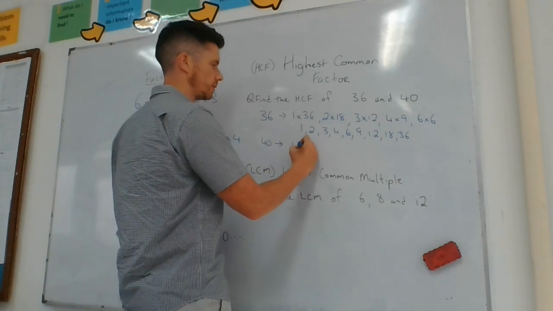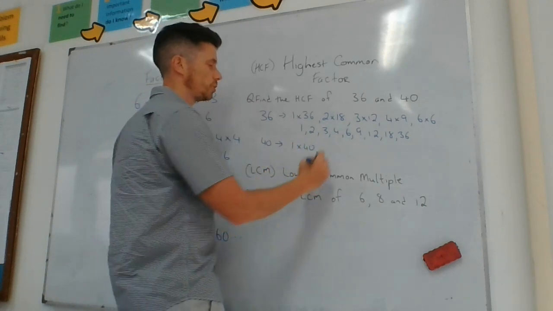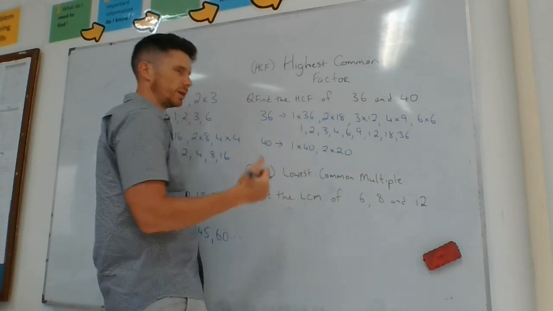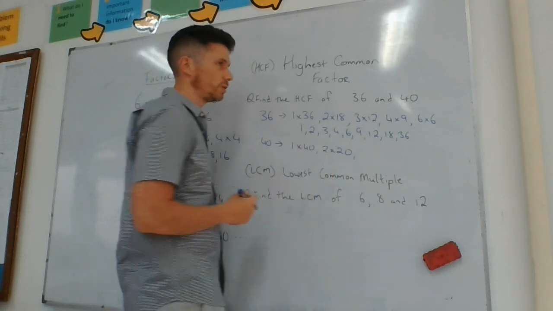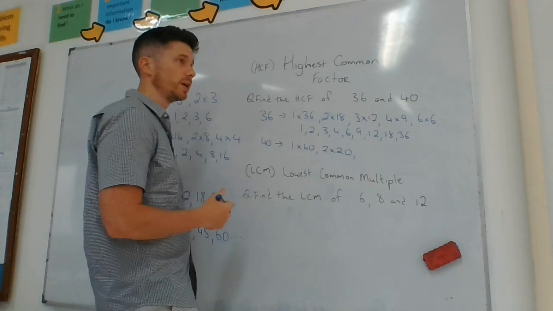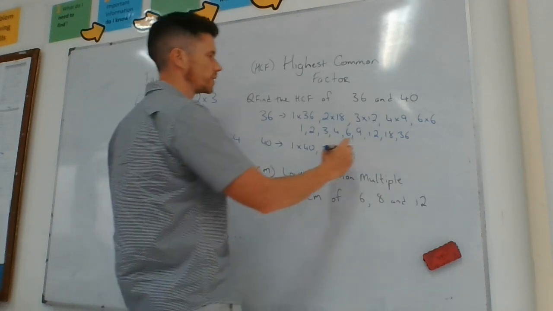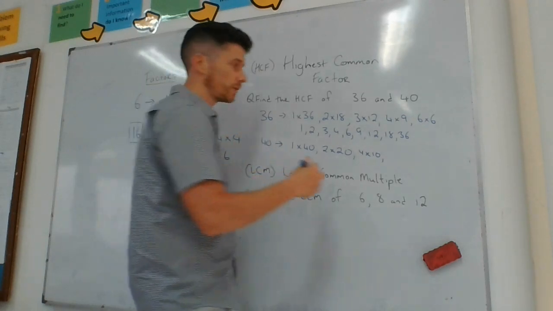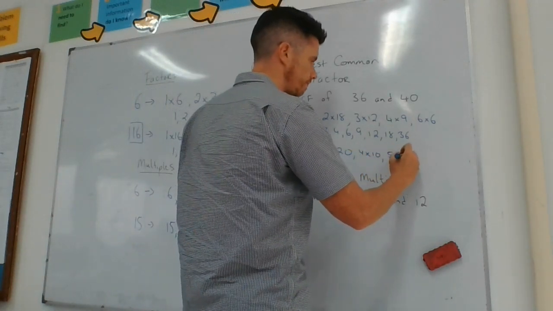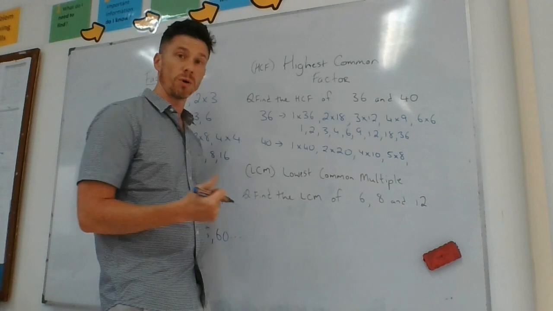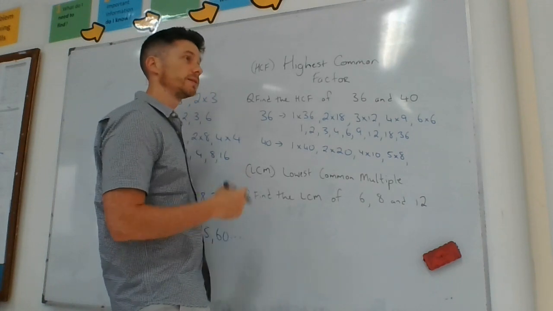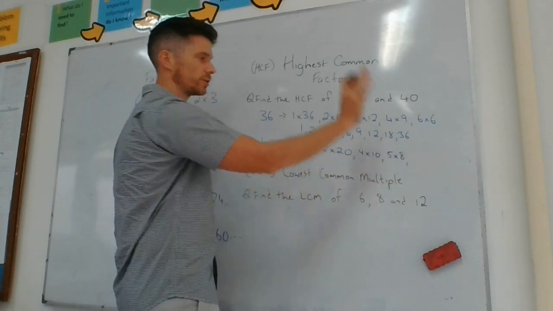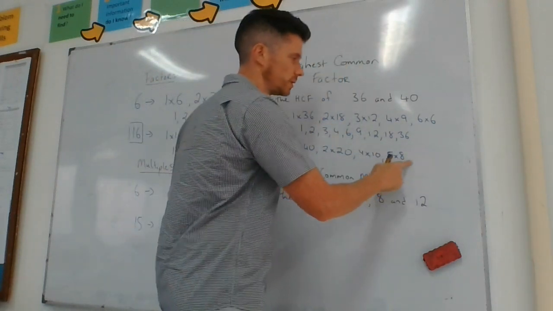1 times 40, 2 times 20, so you see we're going in order, 1 and 2. I'm going to see, does 3 divide in? No, I can test it on a calculator if I want. Does 4 divide in? Yes, because 4 times 10. 5, yes, because 5 times 8. 6, no, I can test it on the calculator, it doesn't divide in. 7, no. 8, 8's already here, so once I have a number that's already here, I'm done.